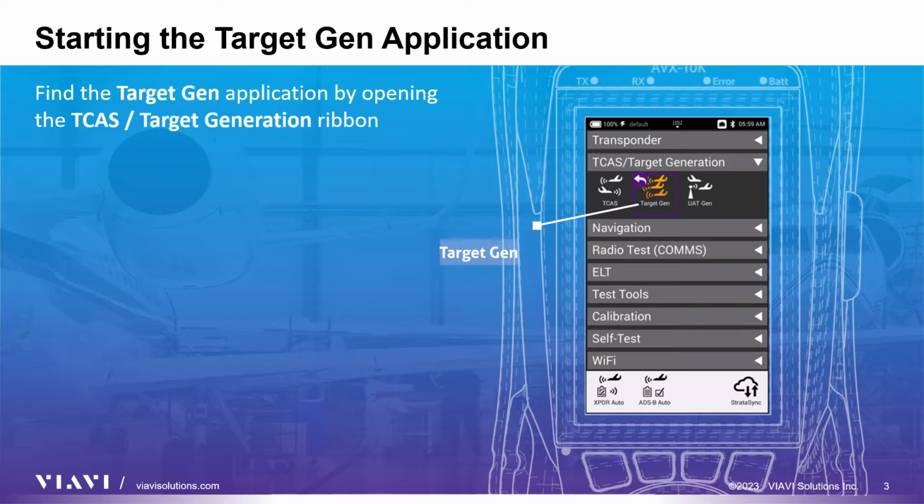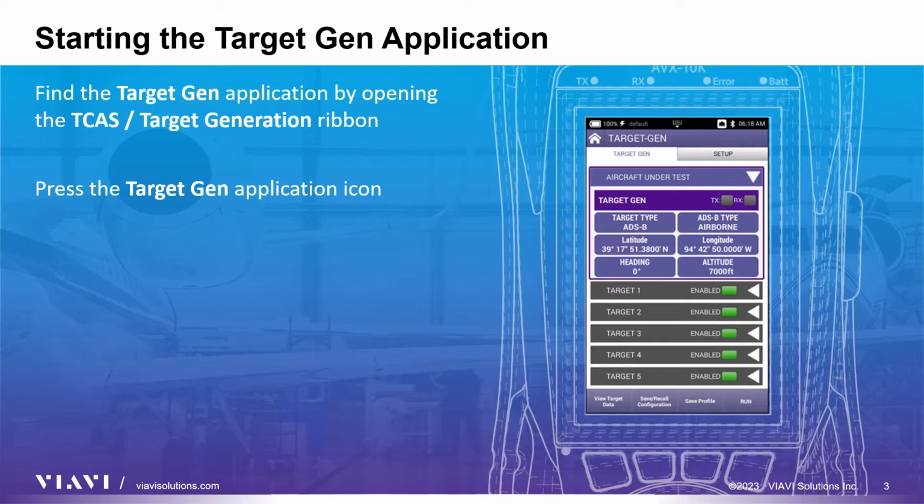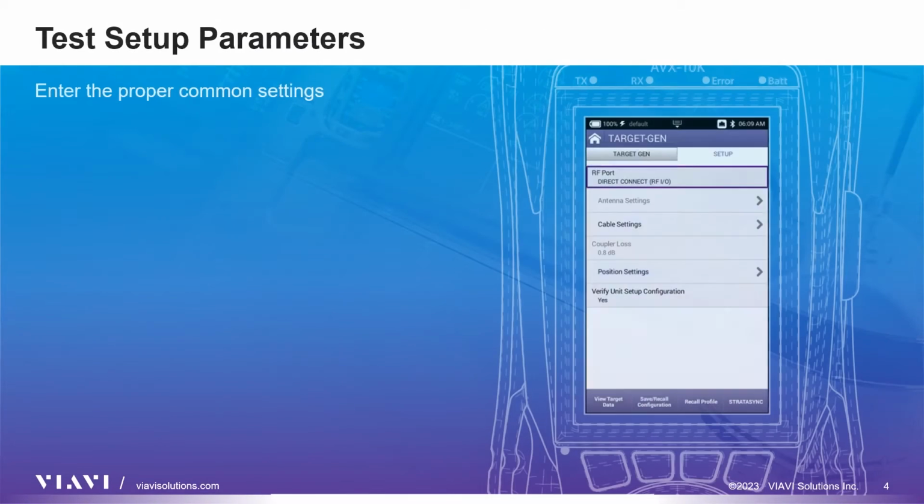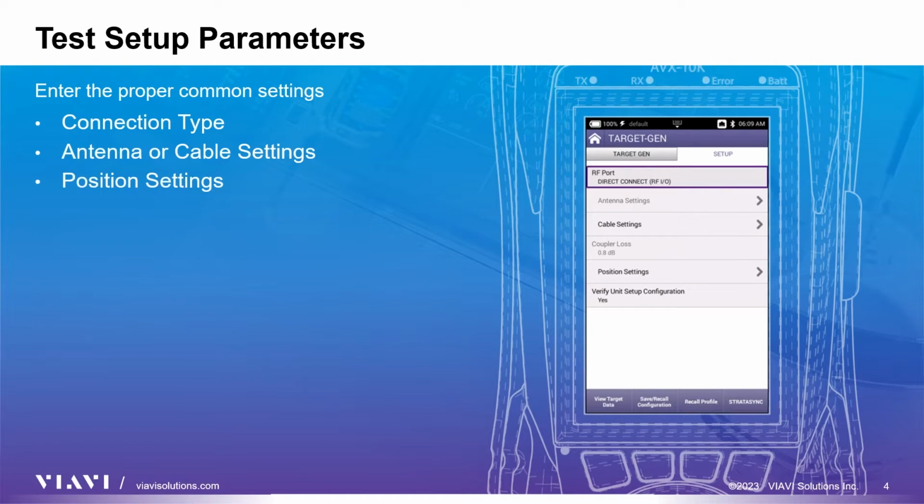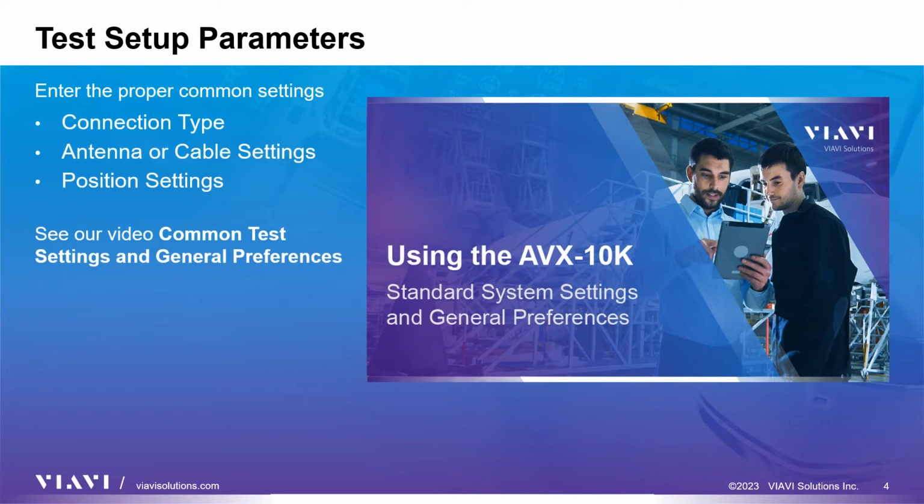After turning on your test set, open the TCAS target generation ribbon and select the target gen application. Icons can be moved around within each ribbon. You can learn more about that and other interface information in our user interface video. There are no unique test setup parameters for target generation, however, there are several modifiable parameters on the main page of the application. As a reminder, the common test setup parameters, like test method, gain and loss settings and position settings, have all been covered in our video titled Common Test Settings and General Preferences.